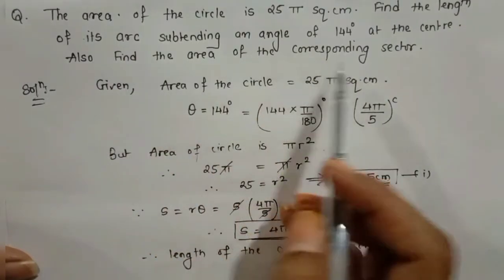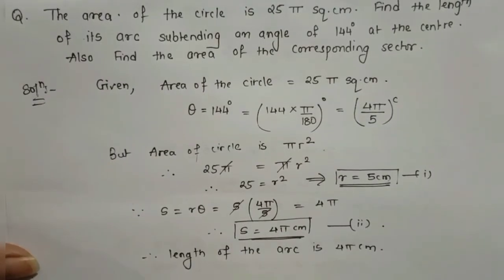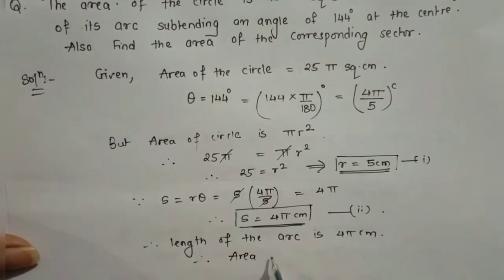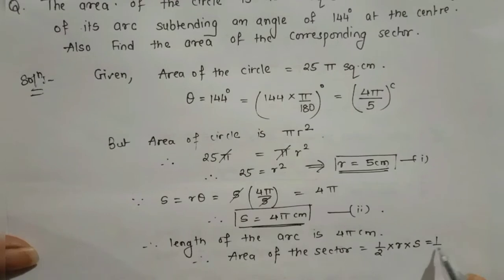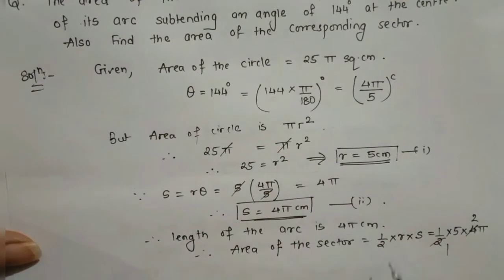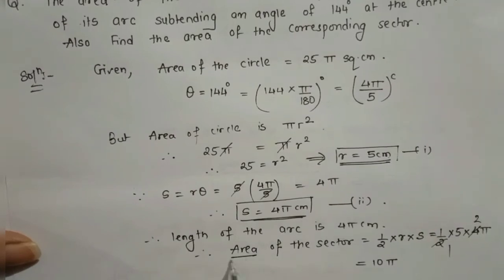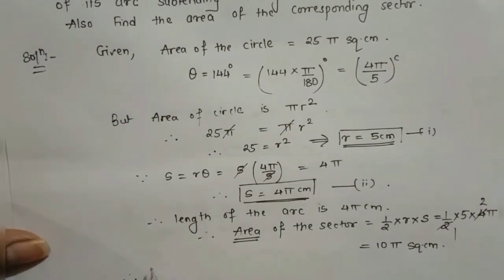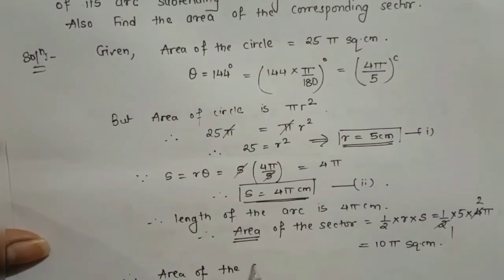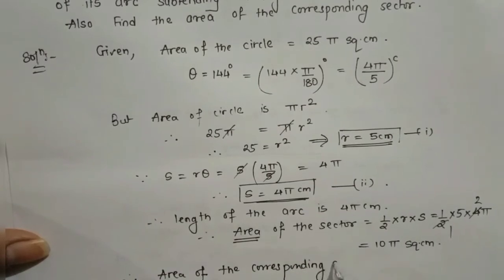Now the next part is, also find the area of the corresponding sector. So we have to find the area of the corresponding sector, correct? Therefore area of the sector is equal to half r into s. So we can substitute the value here. Half, r is 5 and s we just got as 4 pi. So the final answer here: 2 ones are 2, 2 fives are 10, so 10 pi. Since we are finding the area, we'll write it as square centimeter. Just we'll write the final statement and then we are done with this sum. Therefore area of the corresponding sector is 10 pi square centimeter.